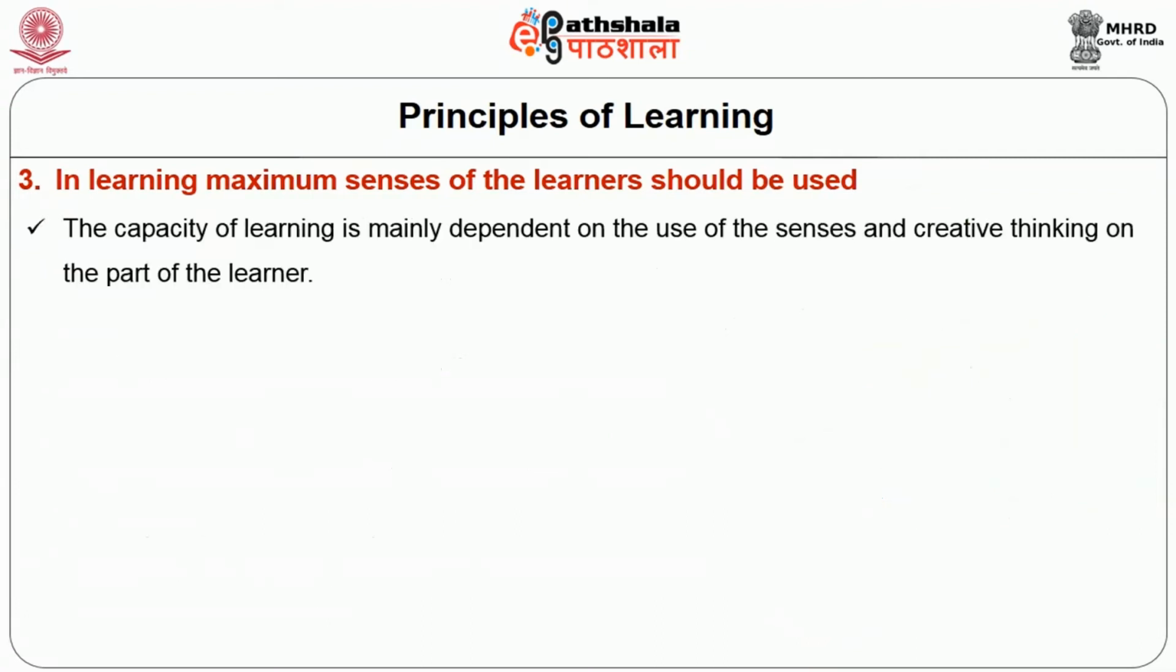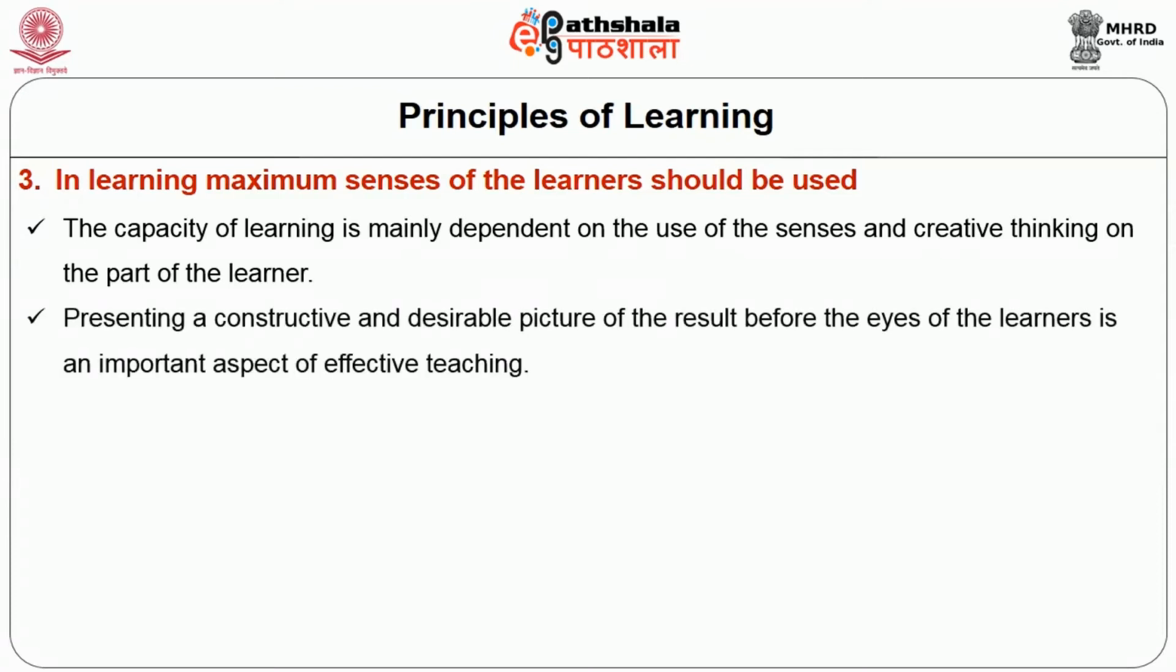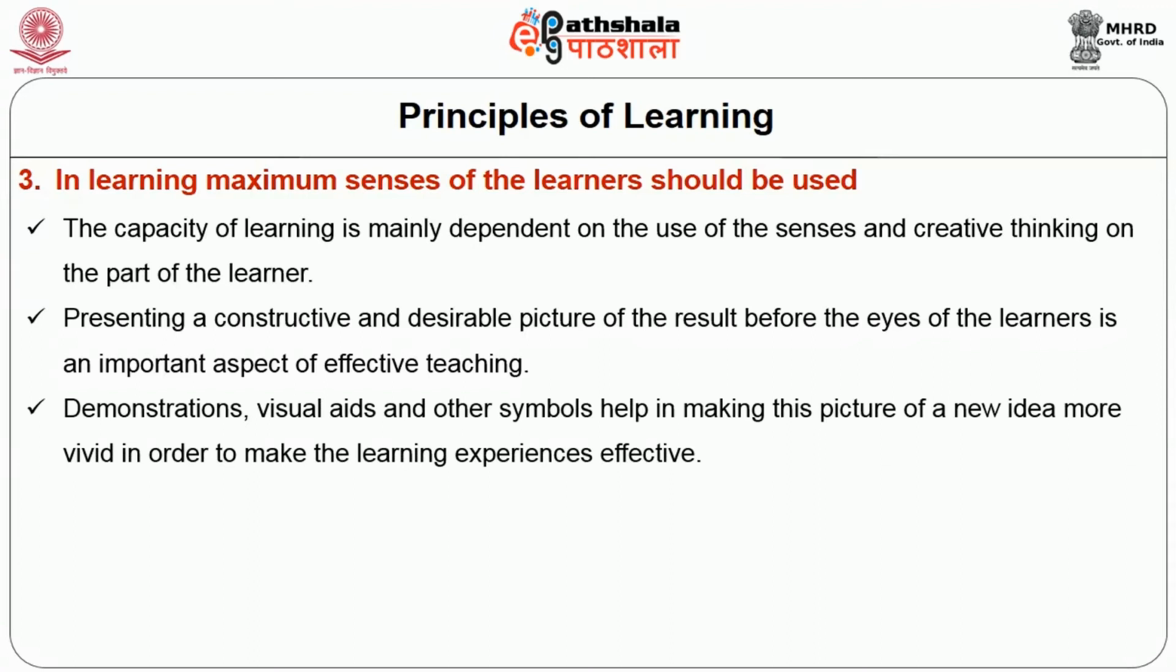The capacity of learning is mainly dependent on the use of the senses and creative thinking on the part of the learner. Presenting a constructive and desirable picture of the result before the eyes of the learner is an important aspect of effective teaching. So, as I told earlier, according to the capability and potentiality of the learners, we should go in for the teaching aids. Demonstrations, visual aids and other symbols help in making this picture of a new idea more vivid in order to make the learning experiences effective.